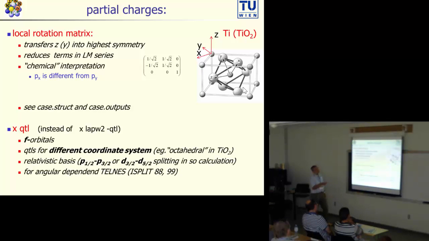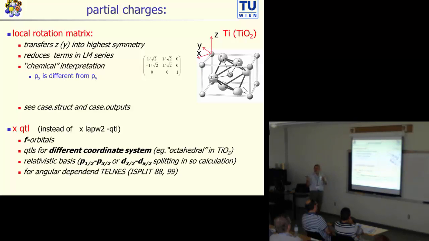That means if I rotate my coordinate system by 45 degrees with such a rotation matrix and define this as x and y, then x and y are really physically different. A py orbital points from titanium into the oxygen, and the px orbital is normal to that direction. If I would keep my original unit cell coordinates and say this is px and this is py, a bond of a py orbital would always be a mixture with this oxygen.